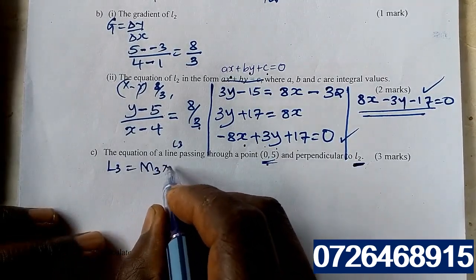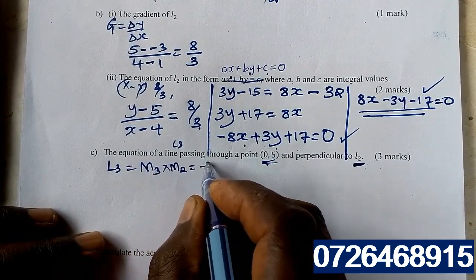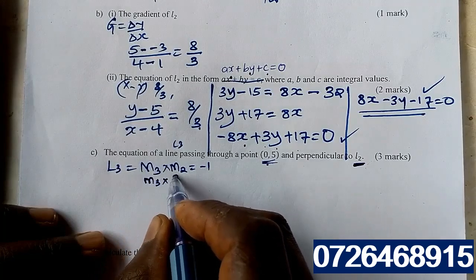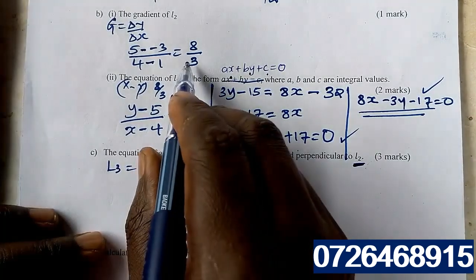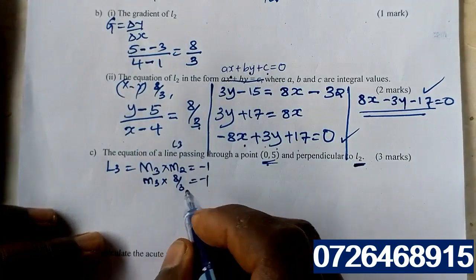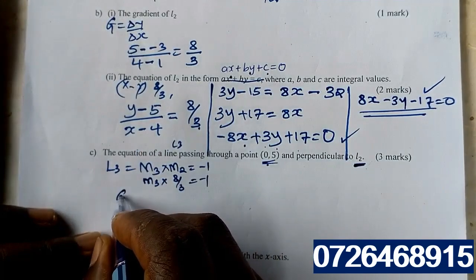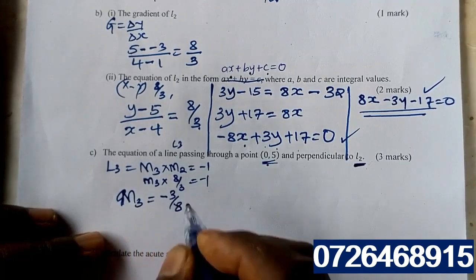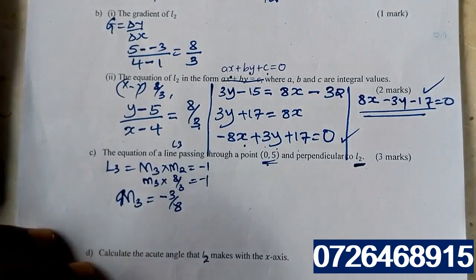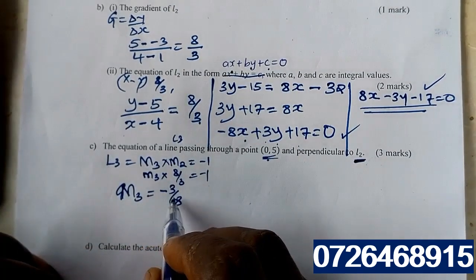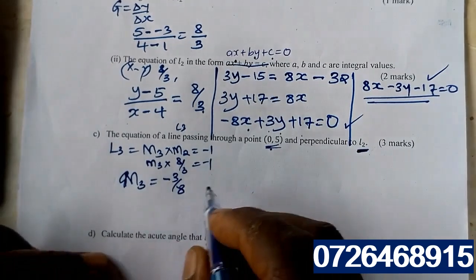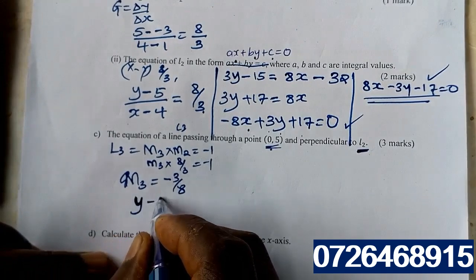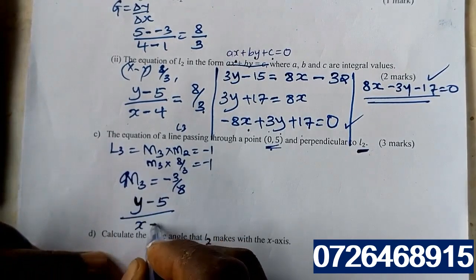So L3 gradient yake tutaita M3. So M3 times M2, the answer should be negative 1. But that is M3 times 8 over 3, which is this L2, the answer should be negative 1. So you realize that the gradient M3 itakuwa negative 3 over 8, the reciprocal of that. So tushapata gradient ya M3.